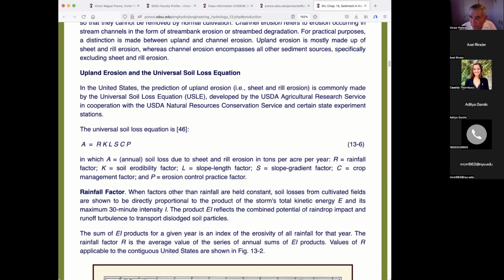So the crop management factor comes in there to try to control things from the management standpoint. And finally, the erosion control practice factor. There are methods for erosion control which are summed into practice.